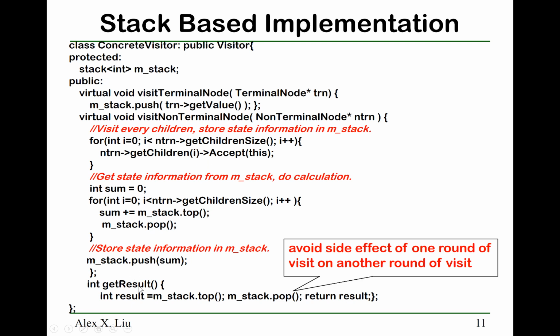After the whole tree is traversed, the stack should have only one element, which is the sum. We basically get the top from the stack and give it to the result, and also pop this out, and then we return the result. Note that we have to pop this out. We have to clean up the stack because we want to avoid side effects of one round of visit on another round of visit.